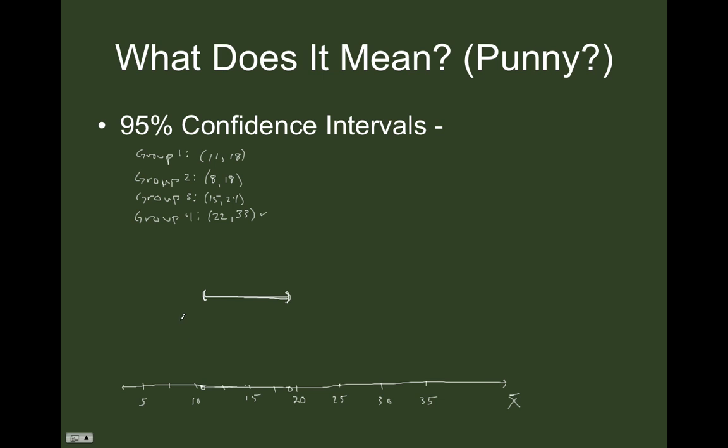Now, the second group had a confidence interval that started here at about 8. It went to 18. And group 3 started at 15 and went to about 24. And then group 4 started at about 22 and went to about 33. So again, the ANOVA part of the analysis was looking at a statistical hypothesis that all 4 population means were the same, and the alternate is that at least one is different.